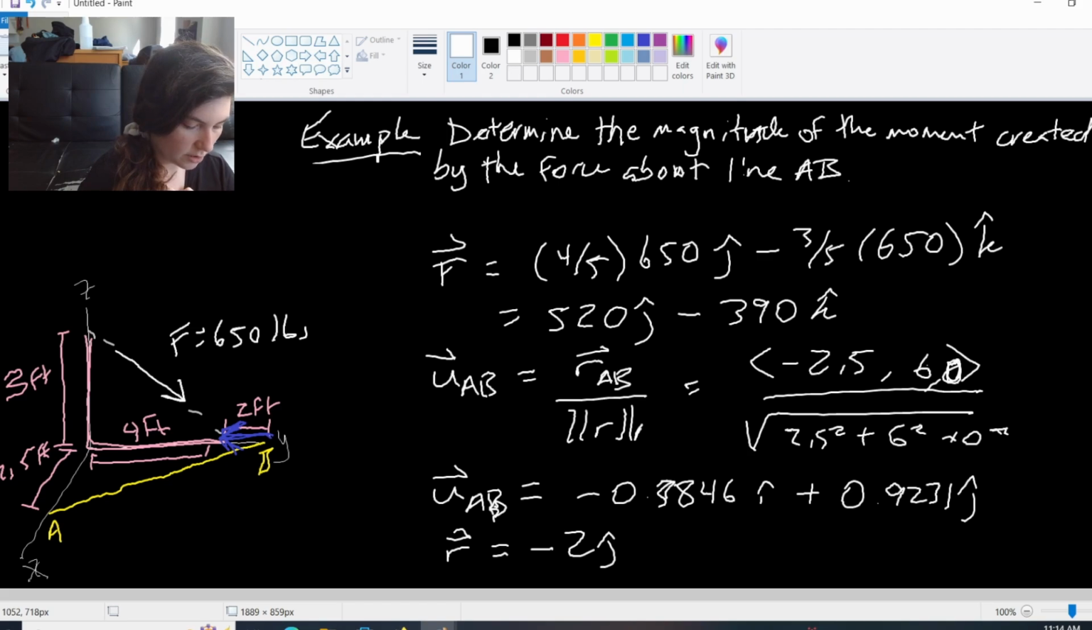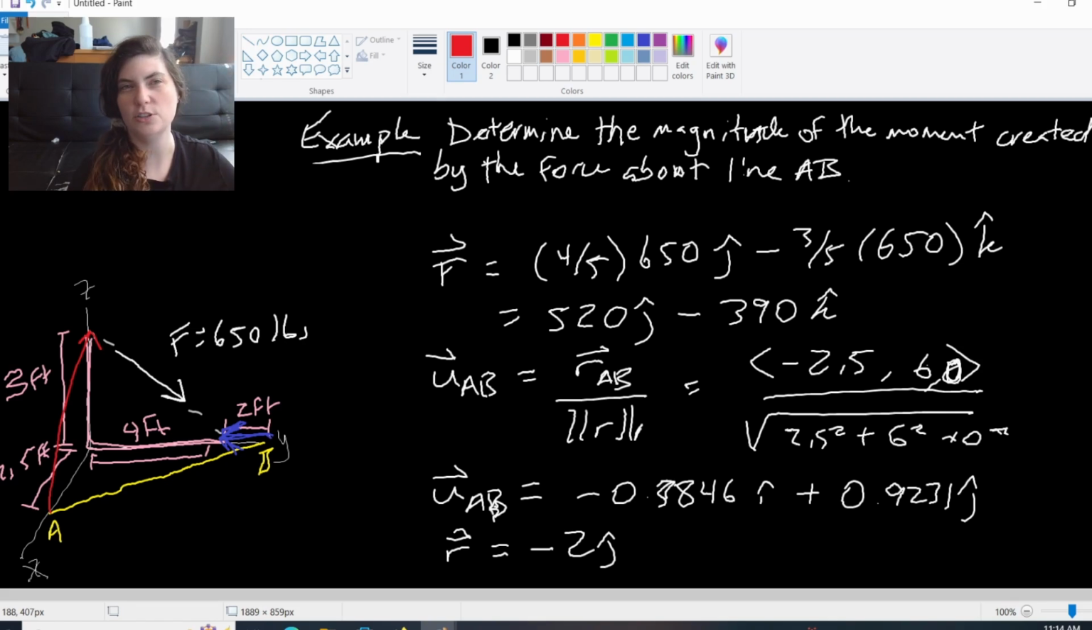And remember, I could have gone from A to this point up here, but then I would have had two components instead of just this one single y component. I could have gone anywhere along this line to this line, right? But to me, just going -2 in the j hat direction gave me the least amount of math I had to do. It was the most obvious choice that I saw.